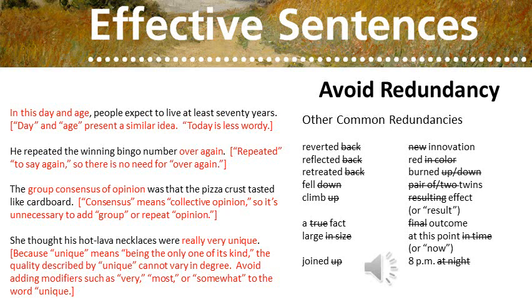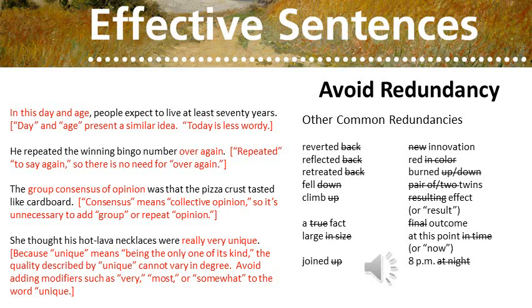And then finally, she thought that his hot lava necklaces were really very unique. Things can't be really very unique. They are either unique or they're not unique. And I don't even like the word unique because, what? Everything's unique, basically. Because unique means being the only one of its kind, the quality described by unique cannot vary in degree. Avoid adding modifiers such as very, most, or somewhat to the word unique. They either are unique or they're not unique.